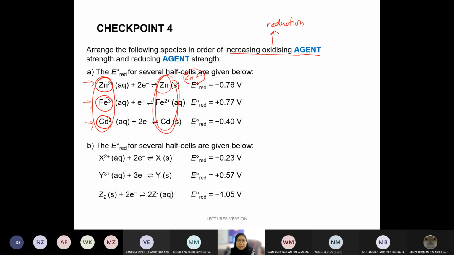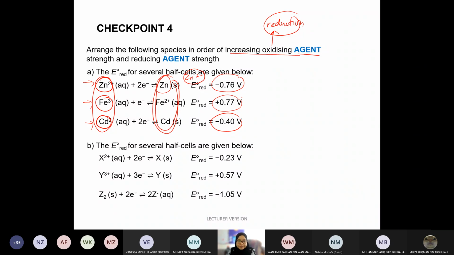So these are the three species that you need to arrange in terms of increasing oxidizing strength. How do we arrange? We base it on the values given to us as is. Do not change anything. We are talking about the oxidizing agent, which undergoes reduction. That means the more positive the value is, the higher the tendency to undergo reduction, therefore the stronger the oxidizing agent.